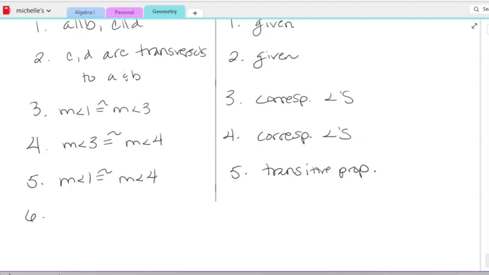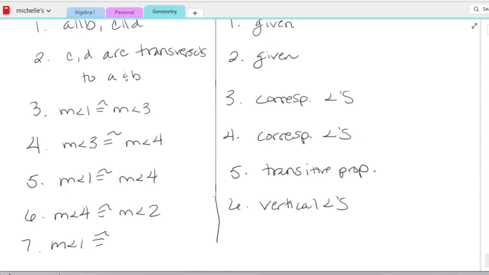All right, almost there. Now I can say that the measure of angle 4 is congruent to the measure of angle 2 because they are vertical angles. And then finally, I can say that the measure of angle 1 is congruent to the measure of angle 2, again because of the transitive property. I proved that 1 was congruent to 4, and 4 was congruent to 2, so 1 has to be congruent to 2 by the transitive property.